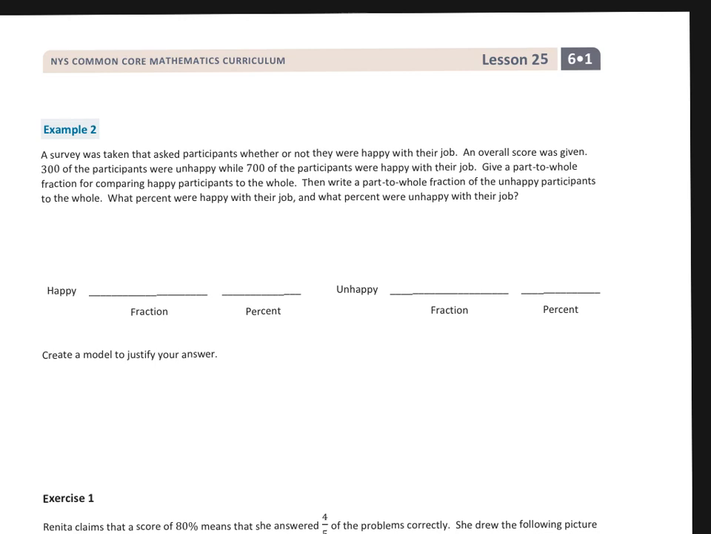So this problem I like because it gives us the amount of participants that are unhappy, and then it gives us the amount of participants who were happy. And it wants us to give a part to whole, not part to part. So notice both of these, this is a part of my total participants, and this is a part of my total participants, which means to find the whole, I have to add my two parts.